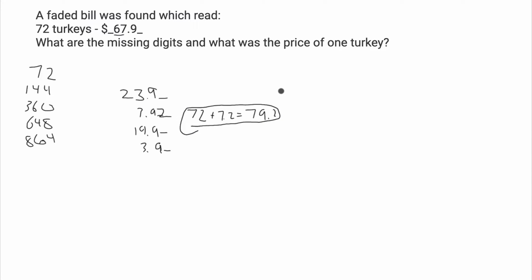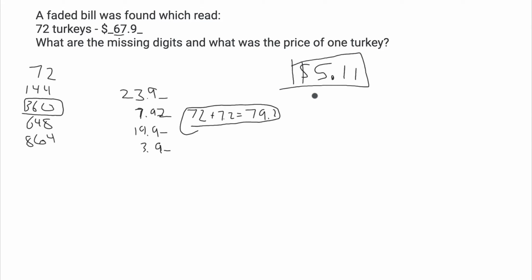In particular, what does the change have to be? Well, we need to get to $360. So how many 72s is that? Well, 360 divided by 72 is 5. So each one is worth $5. And the remaining $7.92 is 10 cents to get up to $7.20, and another 1 cent for the remaining 72. So each of them costs $5.11.